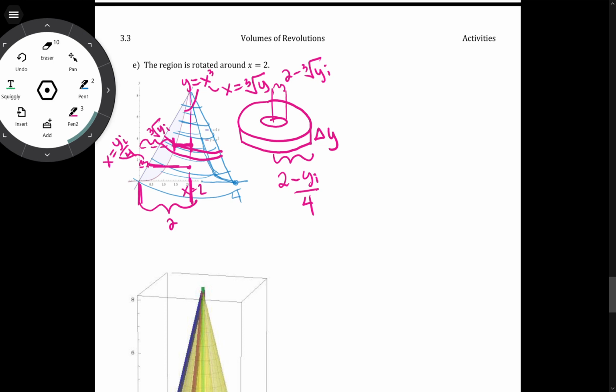Which means, I'm going to skip a step. Hopefully I won't mess you up. I'm going to go straight to the volume formula. We're going to get pi r squared minus pi r squared h. I'm going to factor that pi out. So outer radius is 2 minus y over 4, squared. Inner radius is 2 minus the cube root of y, squared. That's with respect to y. So again, as soon as you're doing dy's, the limits of integration need to be y values.